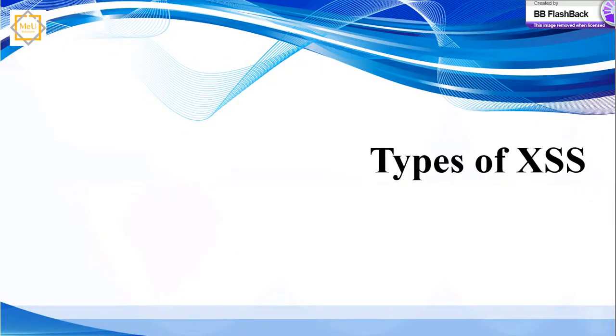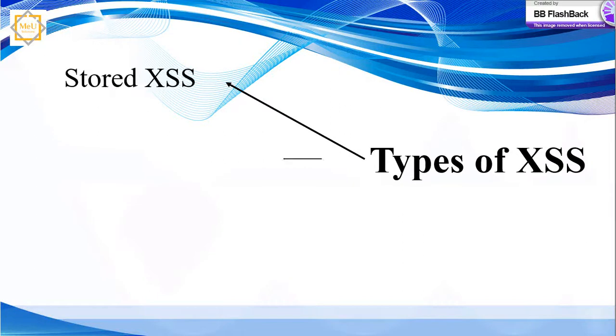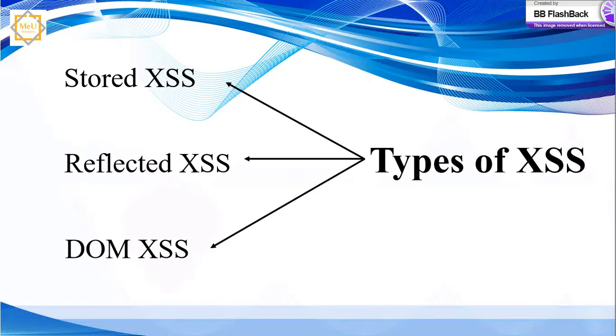Cross-site scripting has three main types. First is stored cross-site scripting attack, then reflected cross-site scripting, and DOM-based cross-site scripting. Let's go into more detail. Stored attacks are those where the injected script is permanently stored on the target servers, such as in a database, message forum, or comment fields. The victim retrieves the malicious script from the server when it requests the stored information.